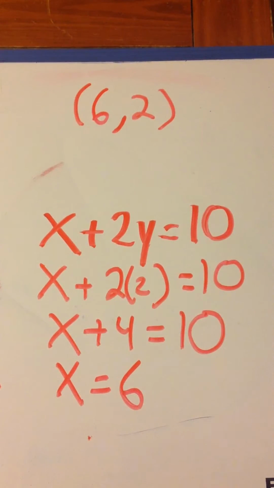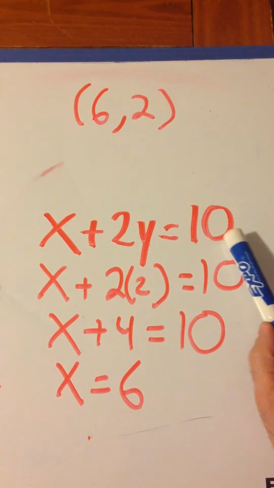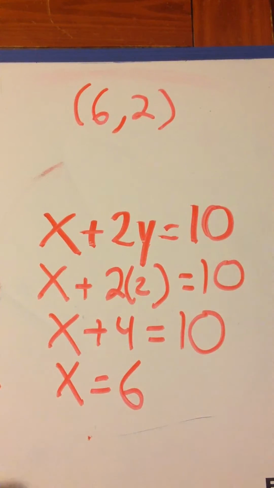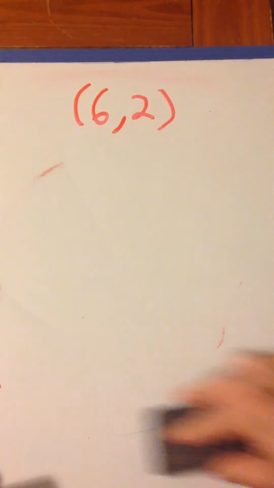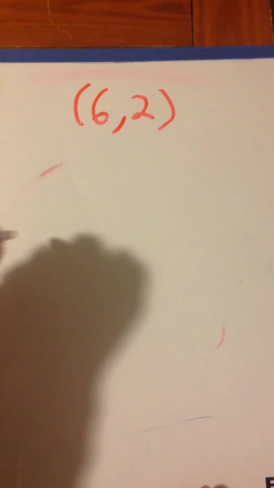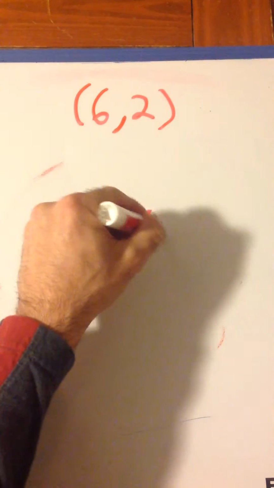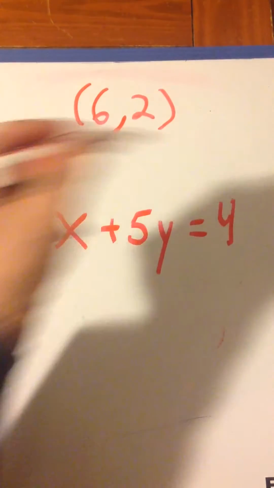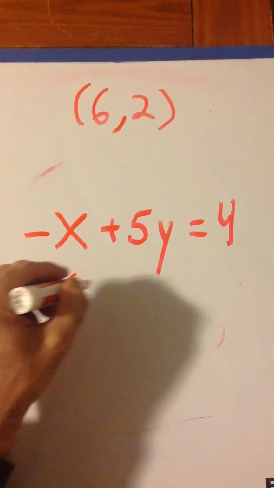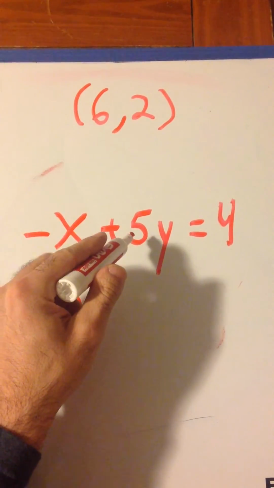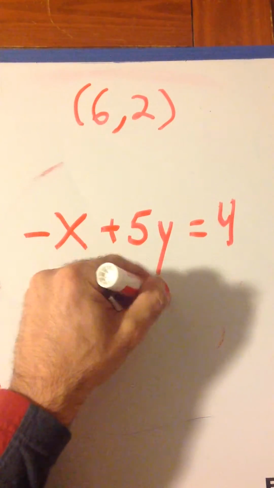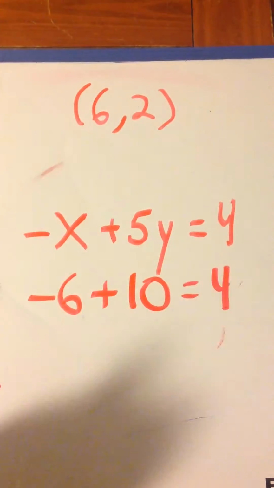Now you have to double check. 6 plus 4 is 10. It worked for the first equation, but they have to work for both equations. So the second equation was negative x plus 5y equals 4. So we're saying negative 6 plus 5 times 2, which is 10, has to equal 4, and it does. So it checks out.